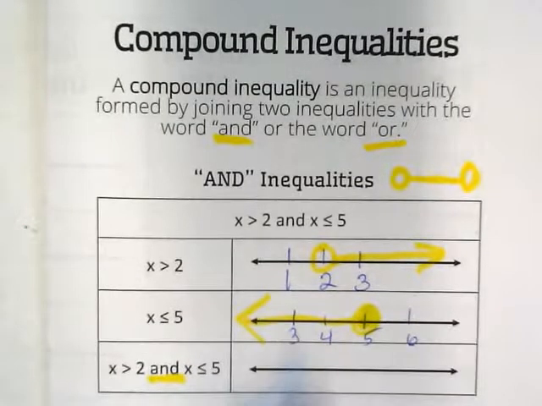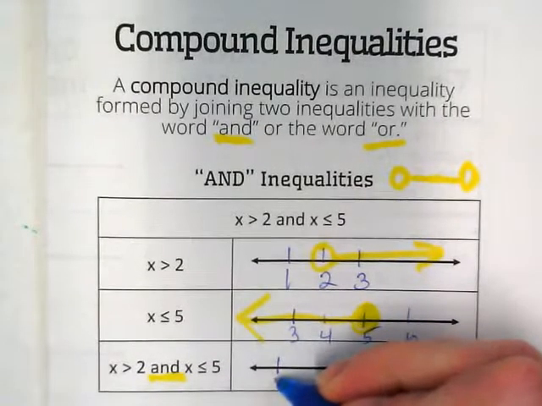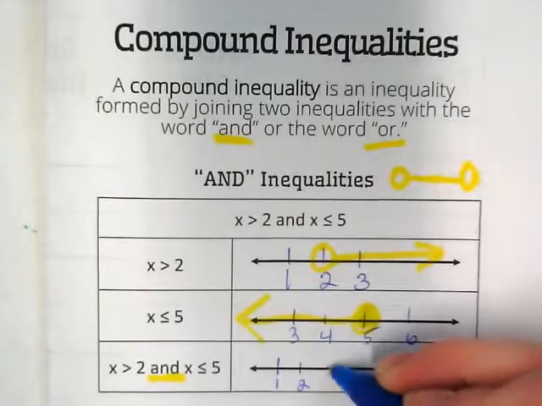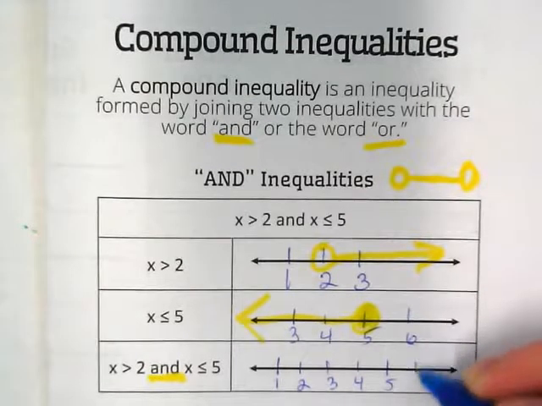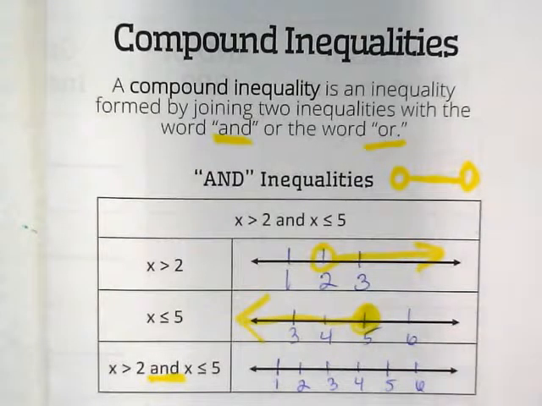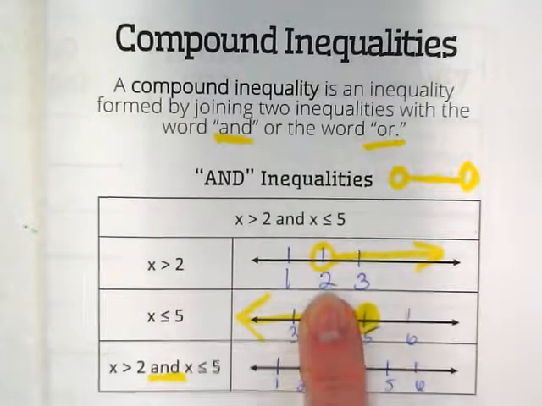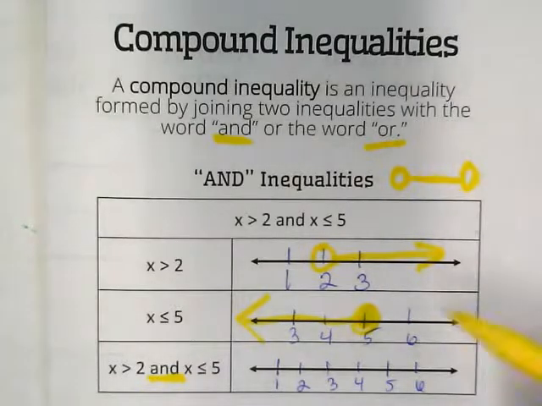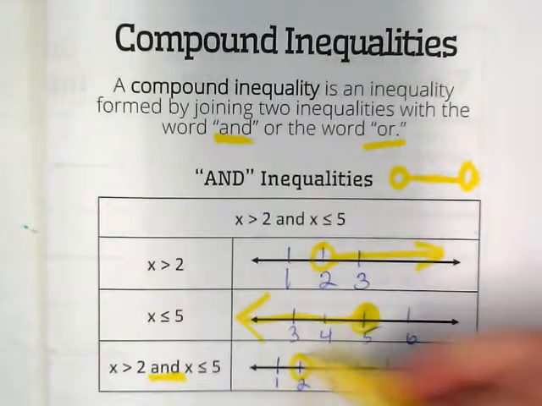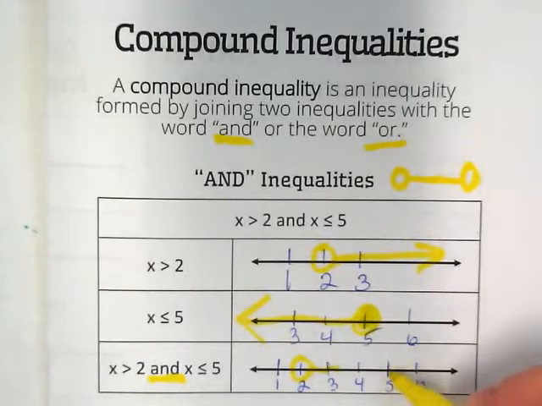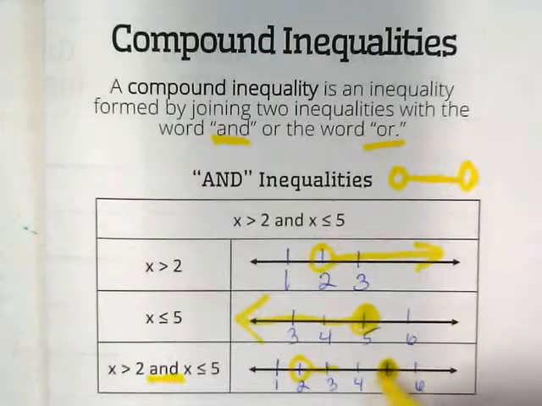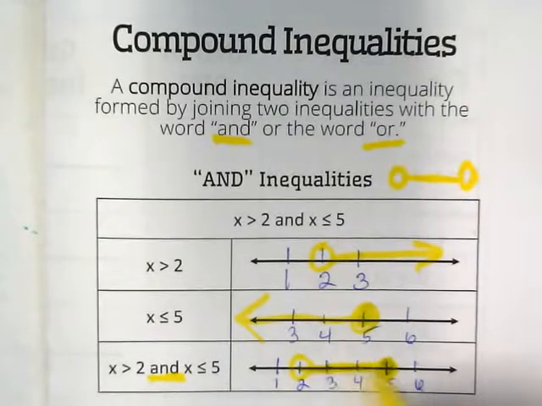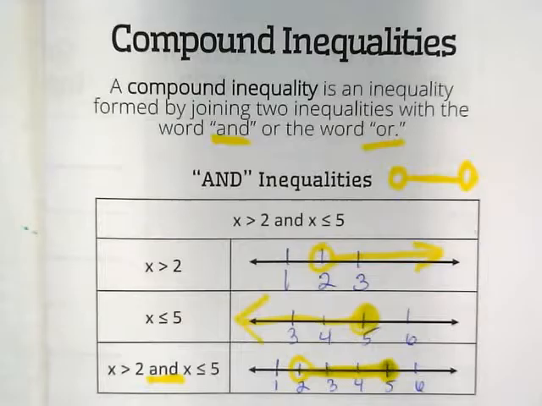If we're going to combine both of these, we have to have both 2 and 5 represented on this graph. So let's make our graph be a little bit tighter here. I'm going to replicate this one. It's going to circle and go to the right. But we're not going to pass the 5 because with the compounds, it's only the space in the middle and the 5 being included here.